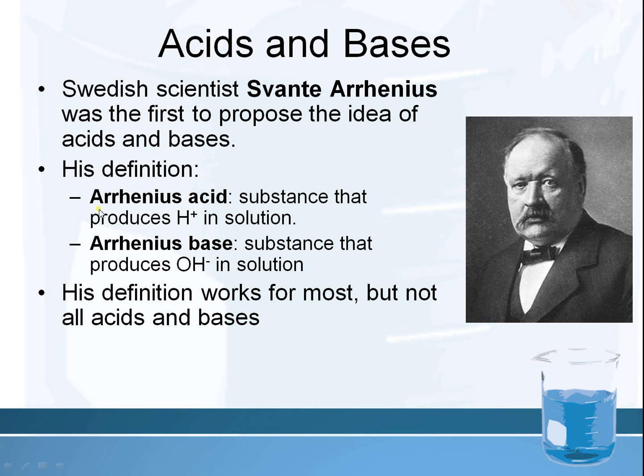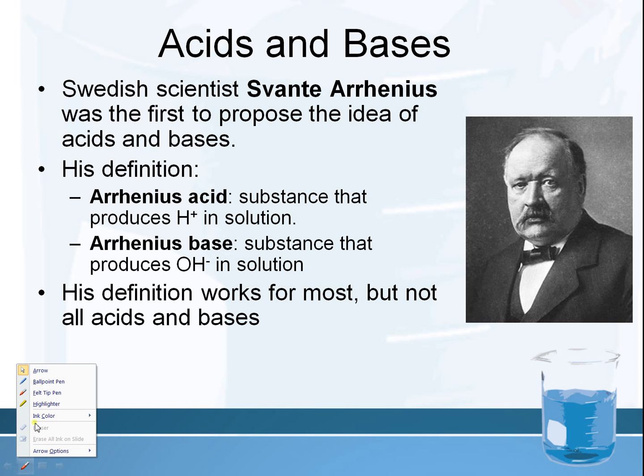One of the first people to propose what an acid and a base is was a Swedish scientist by the name of Svante Arrhenius. He was one of the first people to propose a definition, and of course, he wants to be remembered forever. He called it an Arrhenius acid.